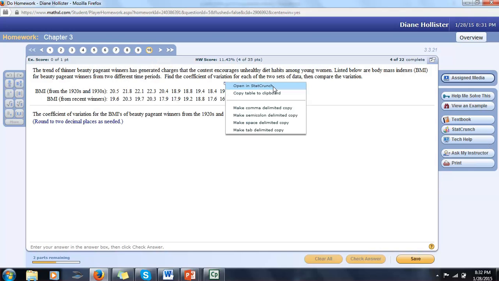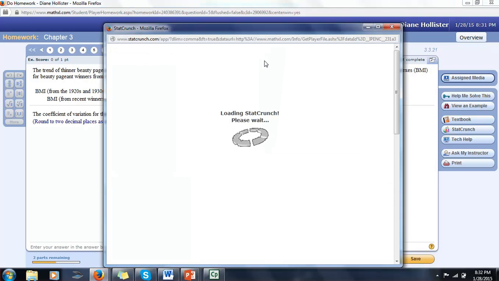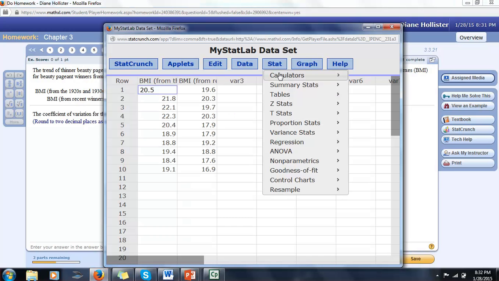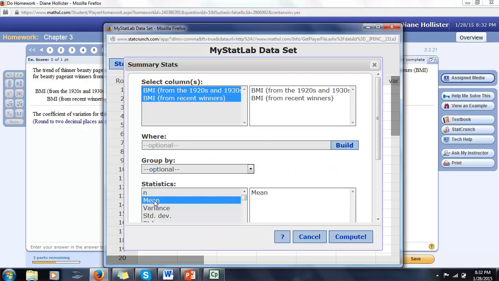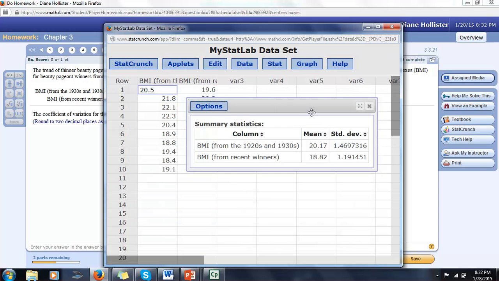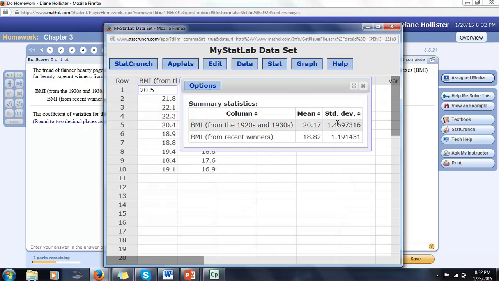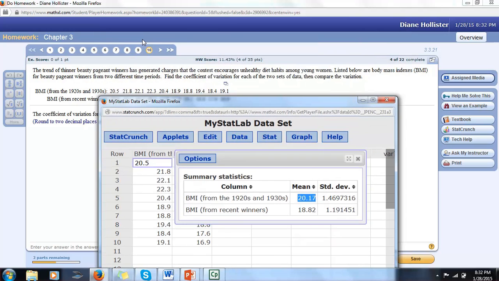In order to compare the BMIs from the two sets of beauty winners, you're going to go to StatCrunch and run your summary statistics for both columns. But remember, in order to do coefficient of variation, you only need the mean and the standard deviation, so we can just select those two values. To compute the CV, then, you take your standard deviation and divide it by the mean. And pay attention to the rounding rules. Here it asks us to round our answer to 2 decimal places.